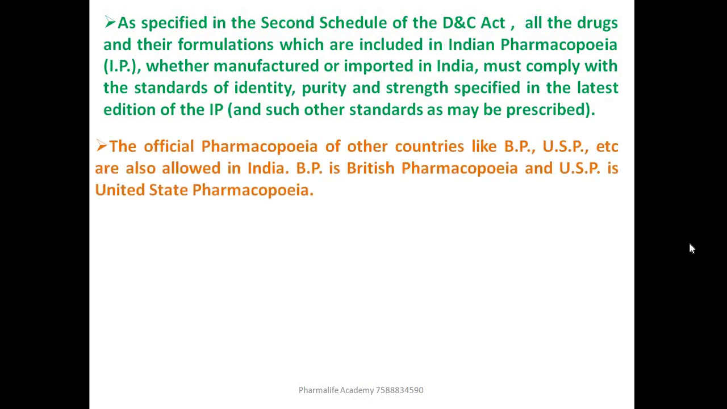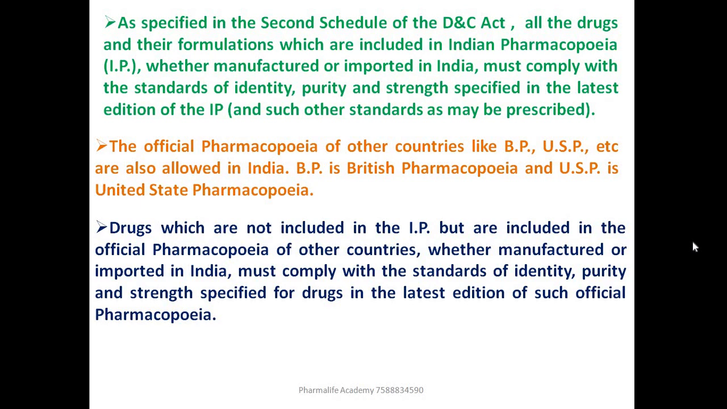The official pharmacopoeia of other countries like BP, USP, etc. are also allowed in India. BP is British Pharmacopoeia and USP is United States Pharmacopoeia. Drugs which are not included in the IP but are included in the official pharmacopoeia of other countries, whether manufactured or imported in India, must comply with the standards of identity, purity and strength specified for drugs in the latest edition of such official pharmacopoeia.